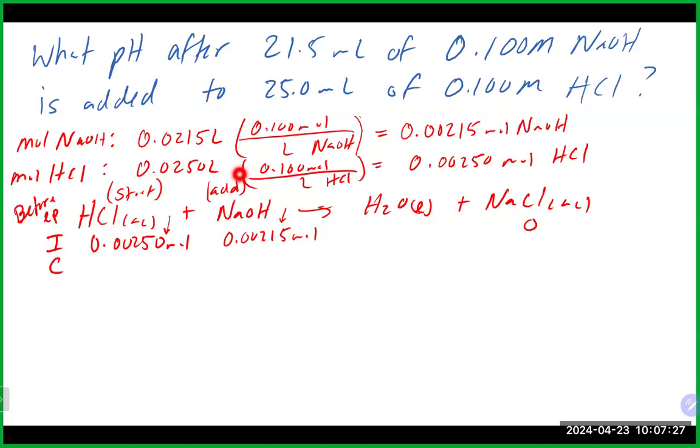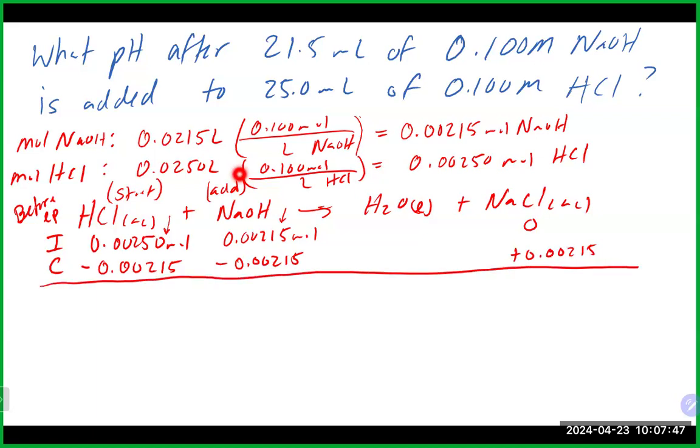Because of that, we really have not enough sodium hydroxide. It's the limiting reagent, so that is going to be the change. As we talked about last time, logic tells us that we should always take the smaller number so we don't get any negative numbers. That means when we reach equilibrium, we'll have 0.0025 minus 0.00215, giving us 0.00035 moles, 0, and 0.00215 moles over here. Any questions on the ice table so far?